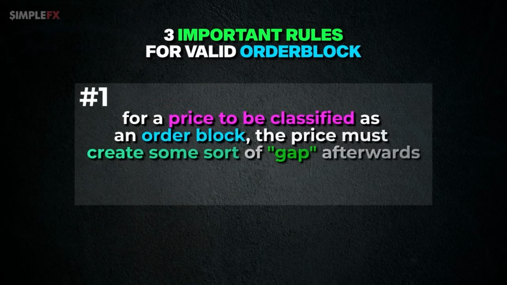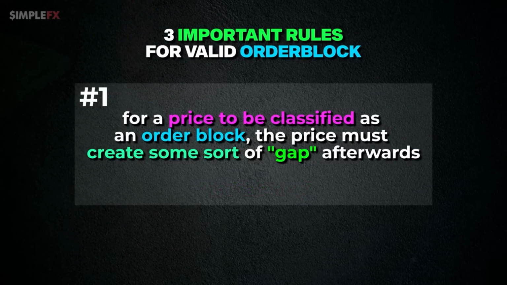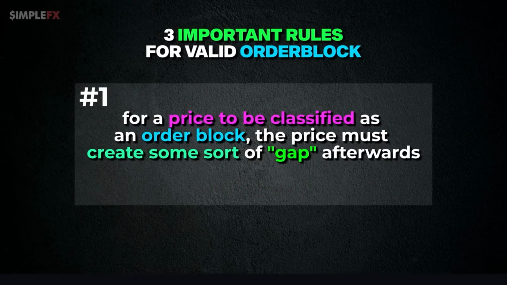Rule no. 1: for a price to be classified as an order block, it must create some sort of gap afterward. This gap is what people refer to as inefficiency or imbalance, so anytime you hear these terms, it simply means gap. Let's see an example so you can understand better.